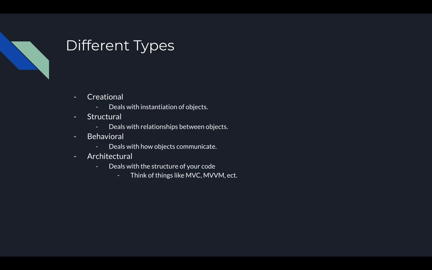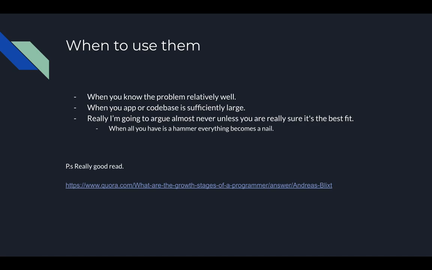Then we have structural patterns, which deal with the relationships between objects. We also have behavioral patterns, which is how objects communicate, and then architectural patterns, which are things like MVC, MVVM, and those different things. As a side note, Vue is kind of an MVVM pattern, but it doesn't really matter right now. Oh, and there's one more that I did not include here, which I'm not going to mention because it deals with multi-threading, which is something JavaScript doesn't have since we're single-threaded. Okay, so when to use design patterns?